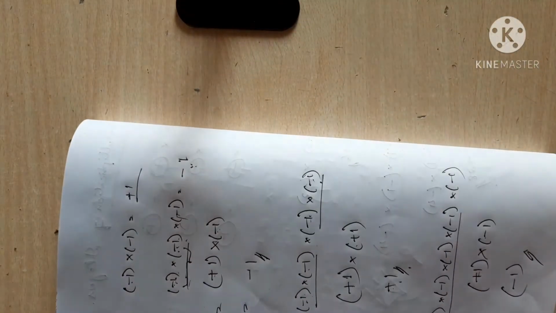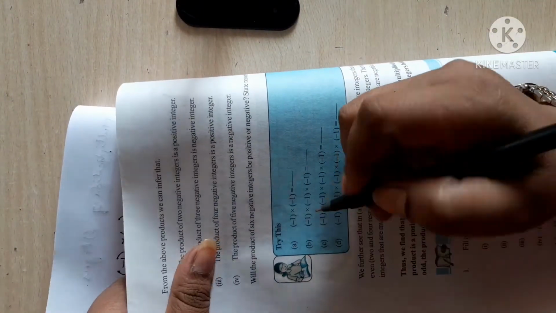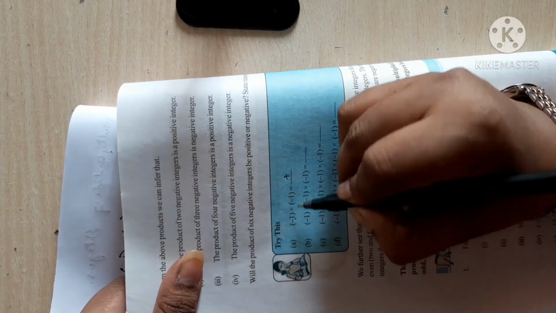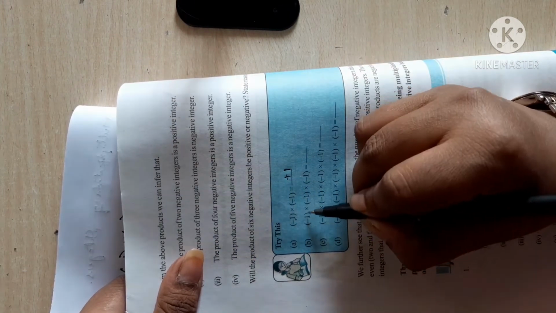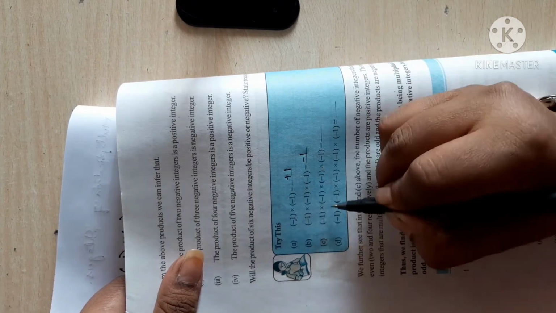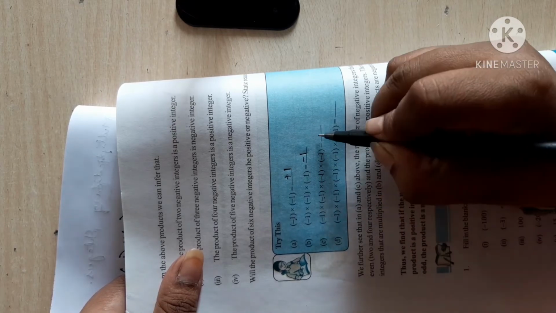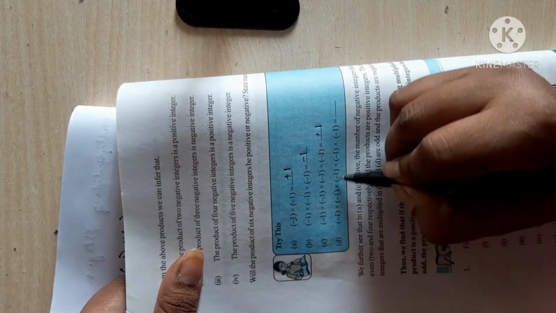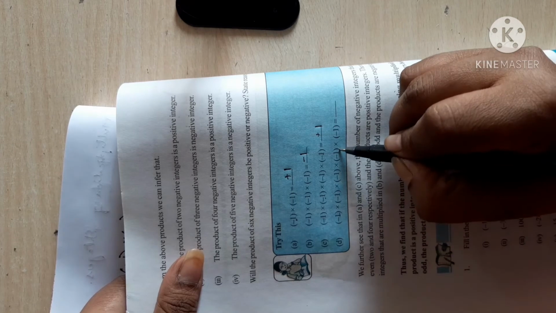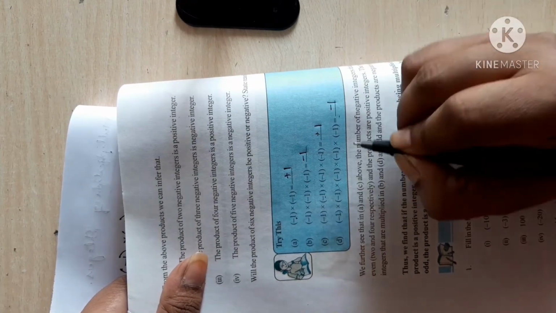Now if you solve the same thing over here, I'm just explaining, try this. Minus into minus, plus. 1 ones are 1. Minus into minus, plus. Plus into minus, minus 1. Now minus into minus, plus. Minus into minus, plus. Plus into plus, plus. 1 ones are 1. Just now we have done 1, 2, 3, 4, 5. If you multiply minus 1 five times, you will get minus 1.